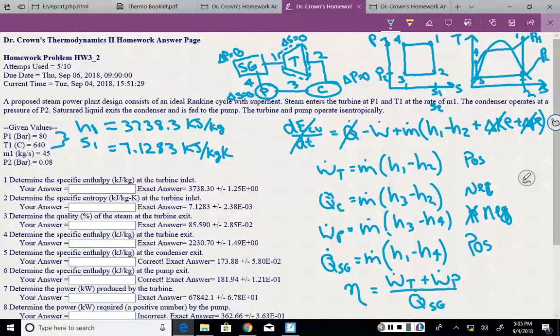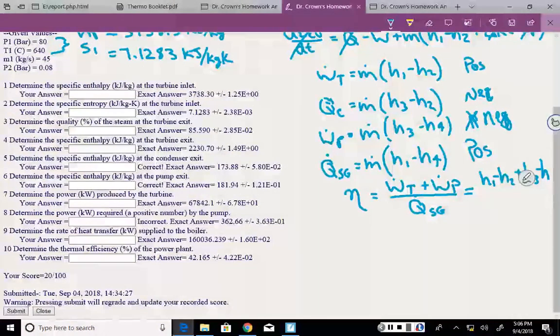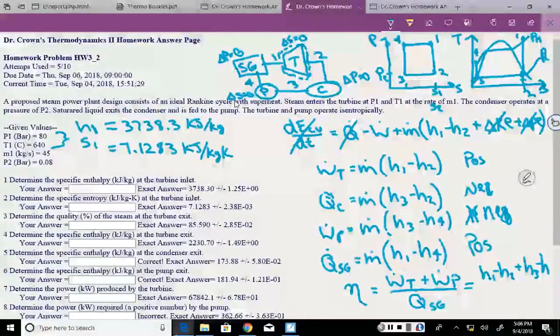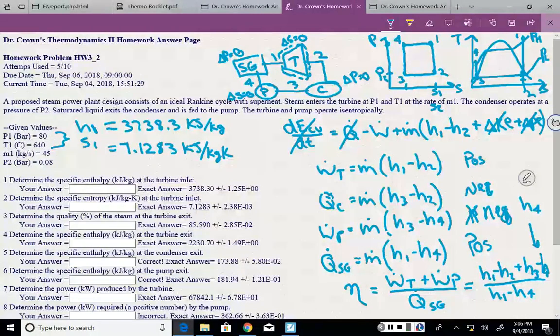So I found H1 already, and I'm going to try and erase this and then calculate all the H's. So I guess keep this in mind. Ultimately, the efficiency is going to equal, of course, the m dots will cancel. Every term has the same m dot. So H1 minus H2 plus H3 minus H4, over H1 minus H4. And this term right here is H4. And so now we find H1 through H4.